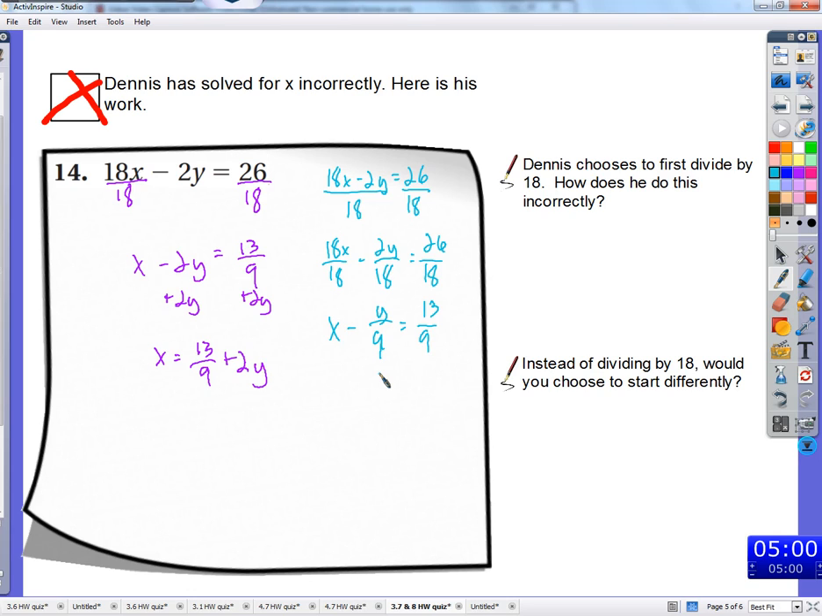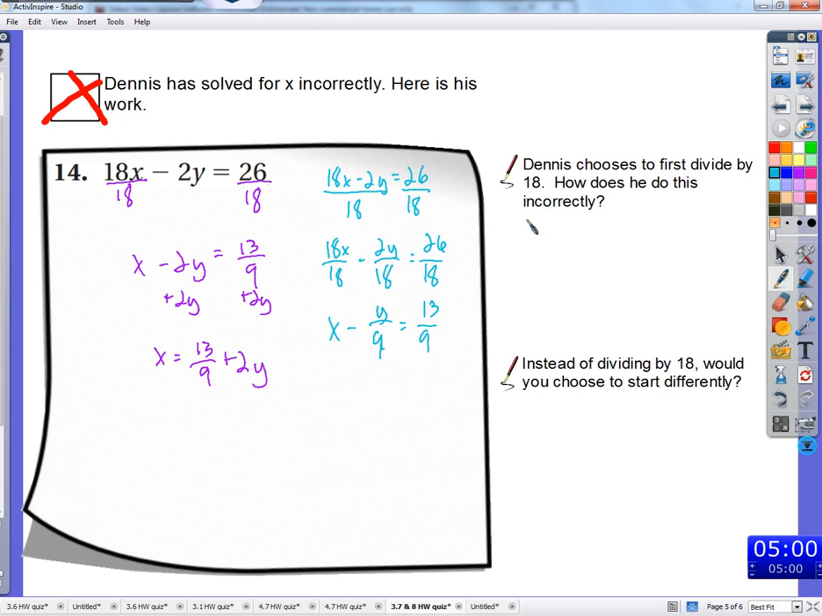Having actually done division by 18 correctly, it's not as attractive as we thought it might be, right? Because now we've got these denominators. So we could choose to say, well, that's fine. I'm not scared of fractions. I'll just go ahead and solve it this way. Certainly should feel welcome to do that.